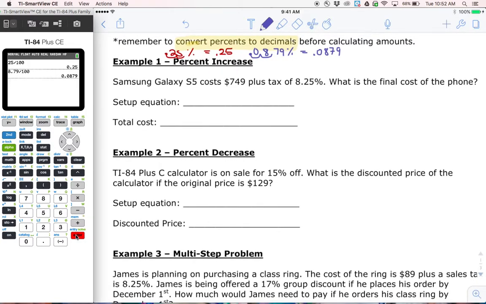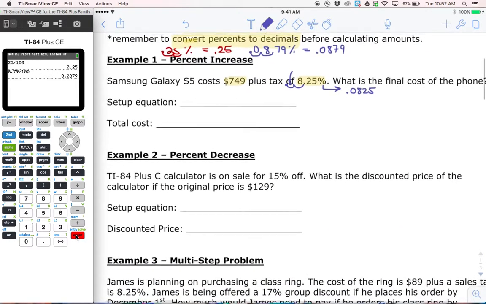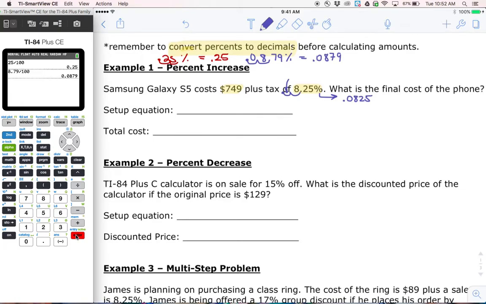All right. Now that we understand what to do with the decimals, let's try a couple of these examples. The first example: we're buying a Samsung Galaxy for $749 plus a tax that's 8.25%. What is the final cost of the phone? Well, let's quickly deal with what 8.25% is as a decimal. Put a 0 right there, guys, so 0.0825 as a decimal.